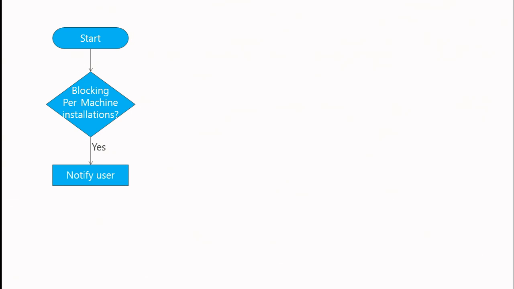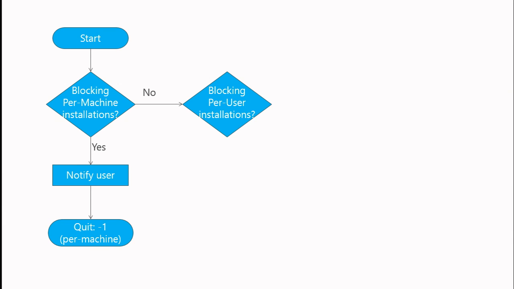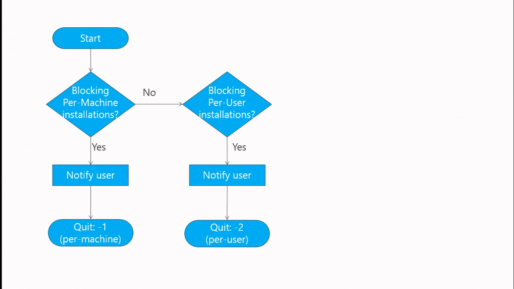This is how the script works. First, it will check for the blocking per machine installations. If there are any, it will notify the user, and the script will quit. We get the information back to the Config Manager reports, and we can tell the help desk to go clean up the computer. If there are no blocking per machine installations, then we check the per user installations. If there are those in place, we again notify the user. These users have these installations blocking, call help desk, and we get the information back with a different return code.